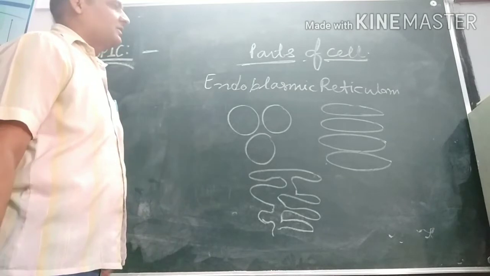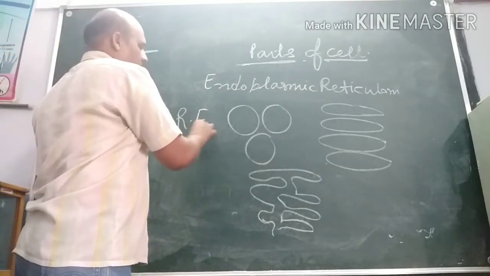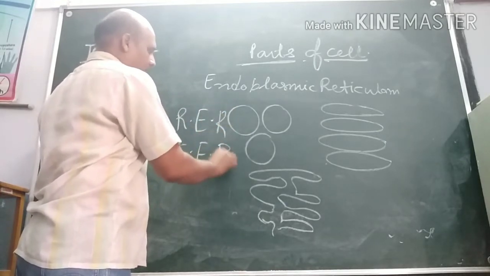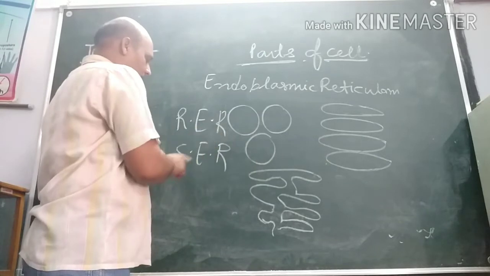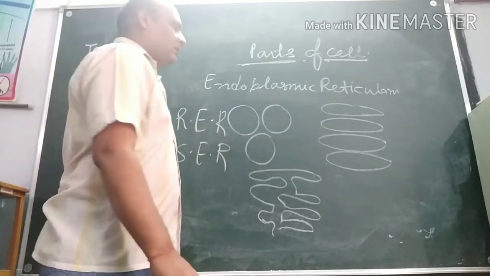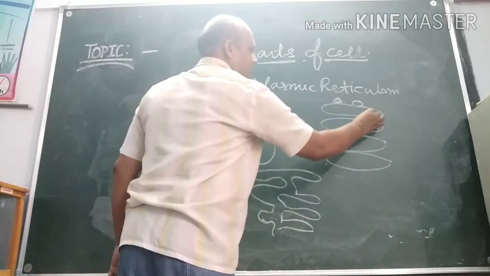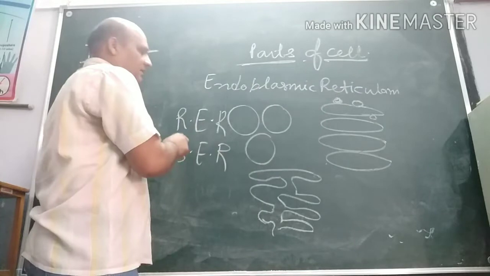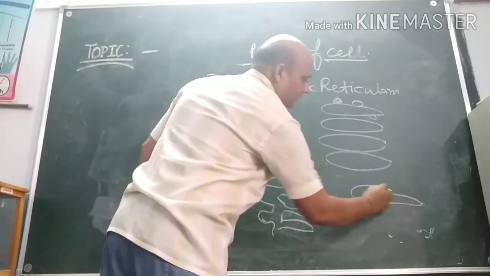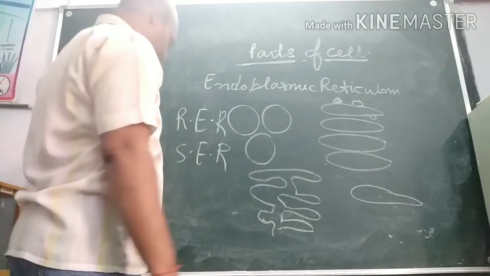It is of two types, RER and SER: rough endoplasmic reticulum and smooth endoplasmic reticulum. The rough endoplasmic reticulum has ribosomes on its surface, hence it is called rough, and the one which does not have ribosomes, the plain one, is called smooth endoplasmic reticulum.